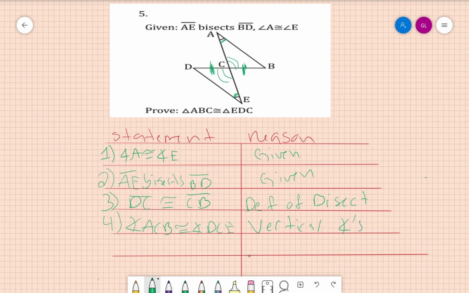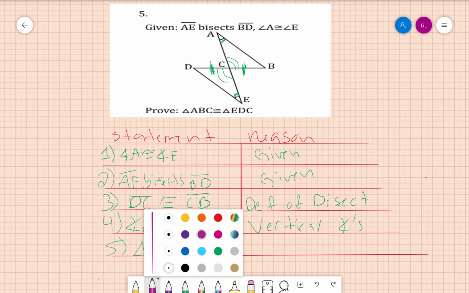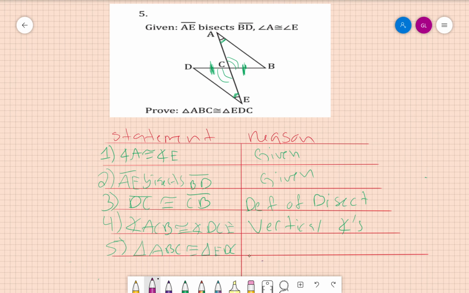And now for step 5, we're going to say that triangle ABC is congruent to triangle EDC. If we look at this here, I might do a different color for this one. We can see that we have an angle on each triangle, then we have another angle on each triangle, then we have a side. So we have angle, angle, side. And that's how that's going to work.